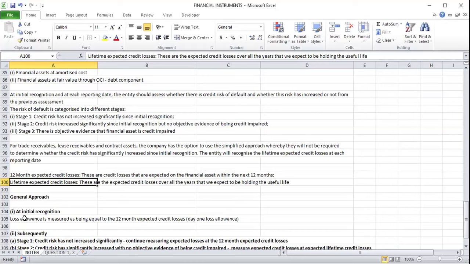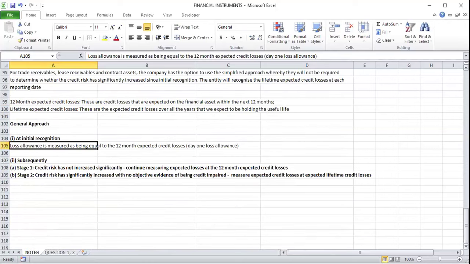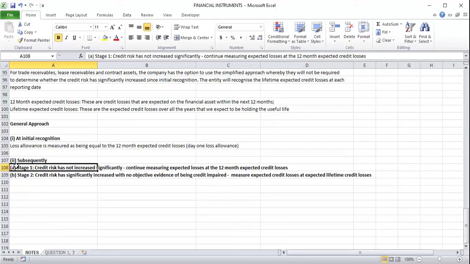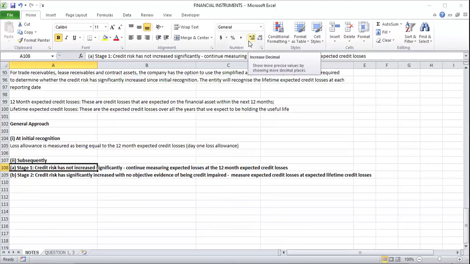Right. When we buy a financial instrument on day one, we measure the asset at the 12-month expected credit losses. Then at each year end, it will depend on whether it's on stage 1 or stage 2. Stage 1, there is no increase in the credit risk. Then we use the 12-month expected credit losses. Then if risk has increased, but we don't have objective evidence, then we use the lifetime expected credit losses. When we say 12 months, it's over the next 12 months. Lifetime is the losses over the useful life of the financial instrument.